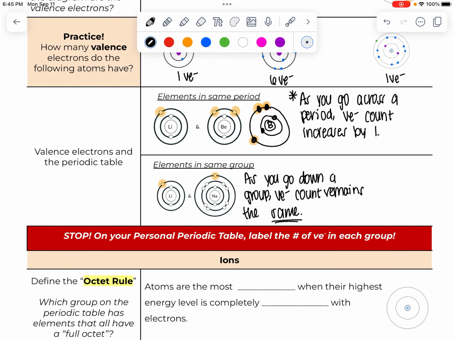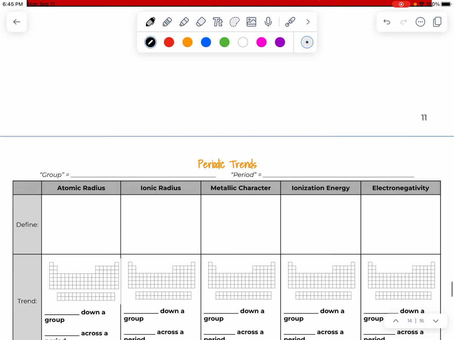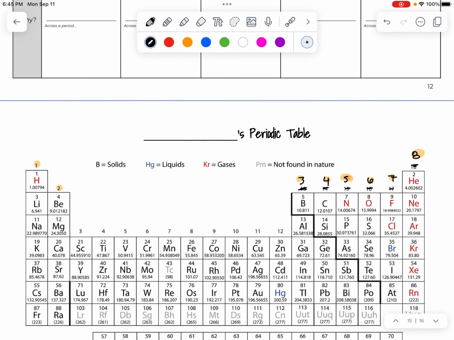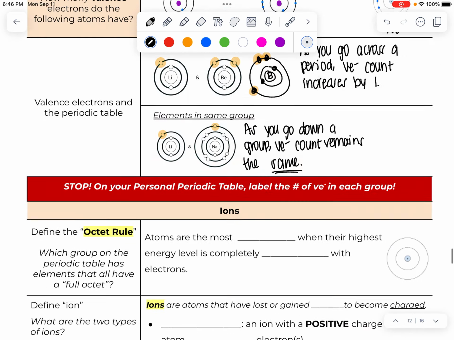So on your personal periodic table, what I want you to do is label the number of valence electrons in each group. I know this doesn't directly match your personal periodic table, but you can make yourself a little cheat sheet, number of valence electrons, put it in one color, and you'll say this one has 1, this one has 2, this one has 3, 4, and so on. It matches the group number. But make sure you're doing it in the same color so you can keep track. Color coding is a really helpful way to do this.